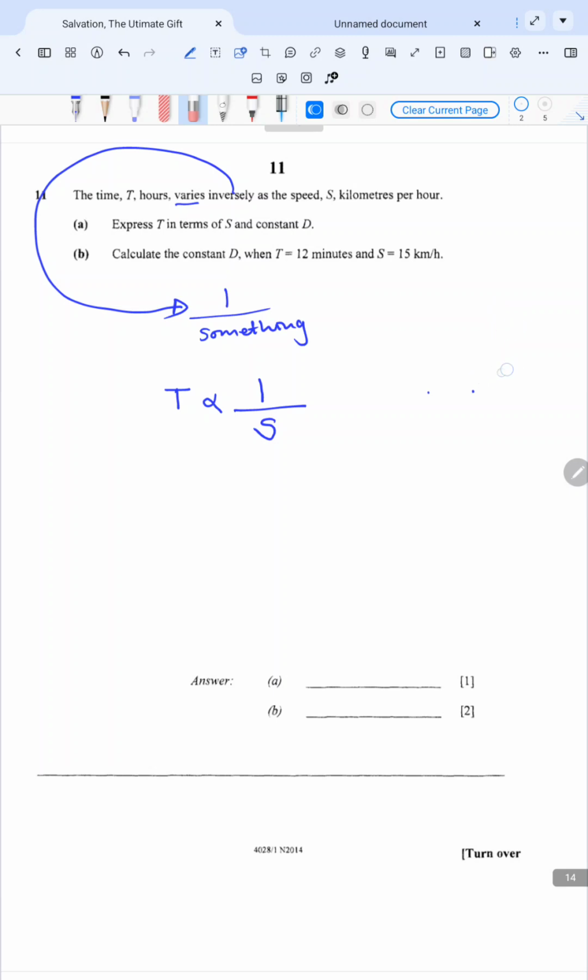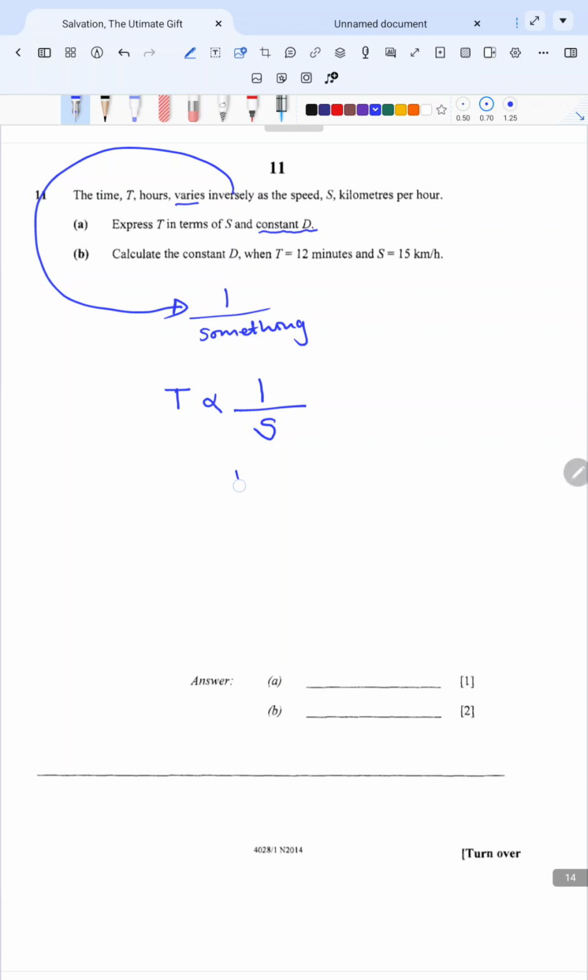Right. So majority of the questions in variation, we usually multiply the right side with the small letter k, which is the constant of proportionality. But however, this question is specific as to the letter representing the constant term. They are saying express t in terms of s and constant d. So it means we are not going to multiply with k, but we are going to multiply with d, where d is the constant of proportionality specified by the question.